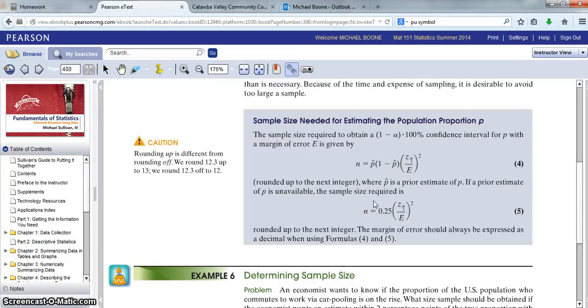Or you could use the formulas, but I'm going to suggest using the StatCrunch calculator. It works just the same, and there's less that you have to find. This is the one you would use if you do not have anything to base it off of. This is the one if you have prior information.